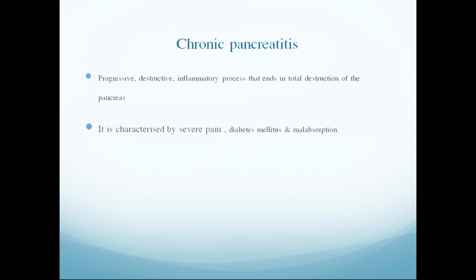So in acute pancreatitis, it is an acute inflammatory change seen immediately, within 1 week or within 24 hours. That is acute pancreatitis. Now chronic pancreatitis is seen gradually over a period of time, maybe 6 months to 1 year. So it is a progressive destructive inflammatory process. The three main changes occur within the pancreas, causing total destruction of the pancreas. Okay, it is characterized by severe pain, uncontrolled diabetes mellitus, and malabsorption.